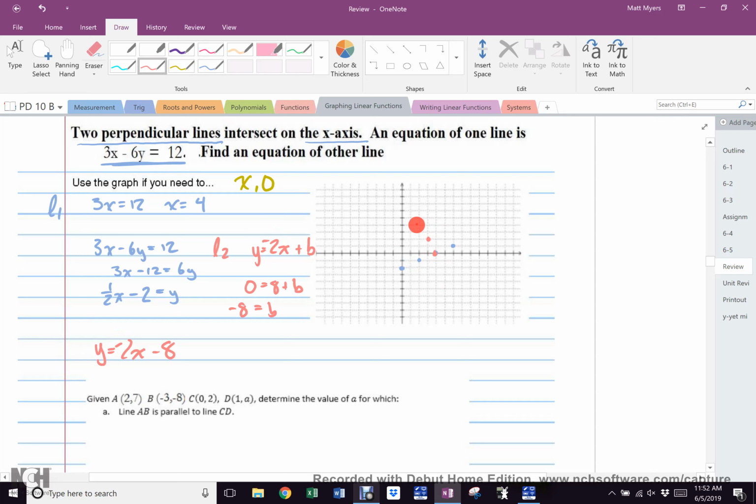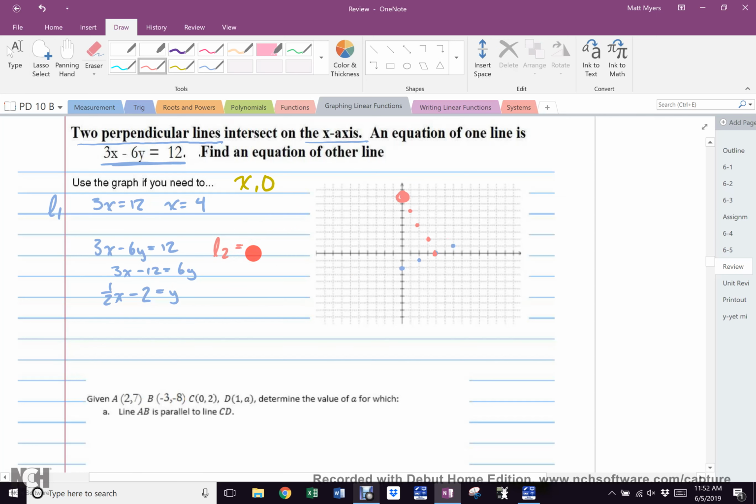Up 2, left 1, up 2, left 1, up 2, left 1. There was your y-intercept. So this was, wait a minute, plus 8. What did I do wrong here? Stop this. I got to fix this up. This is right. That's right.